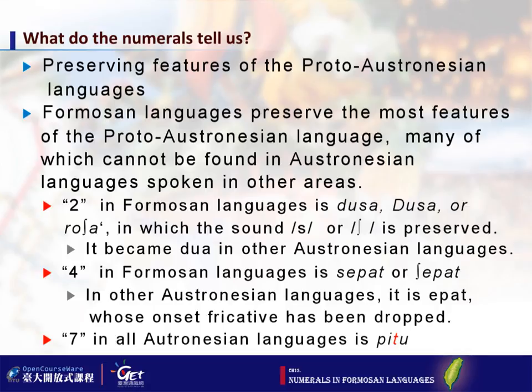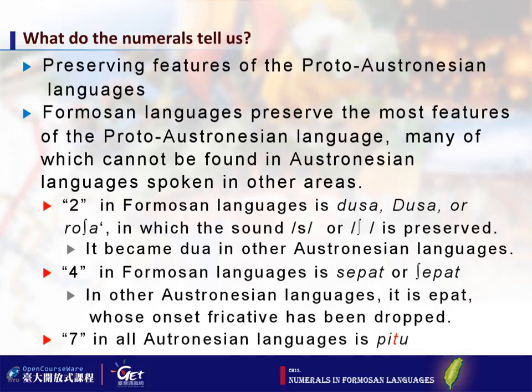So 2 in Formosan languages is Dusa that we have just shown you, or Rosa. This is like a retroflex S, Rosha, in which the sound S or Sha is preserved. It became Dua in other Austronesian languages. So you see this Dusa becomes Dua. So the S sound is lost.